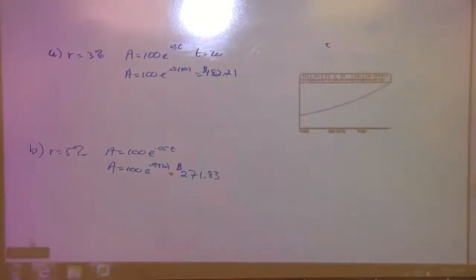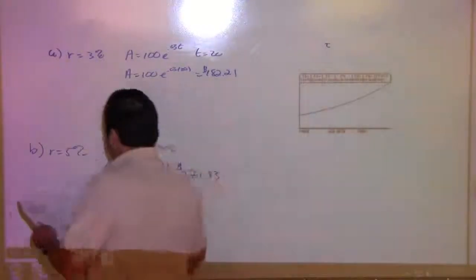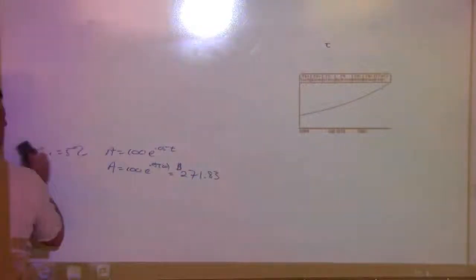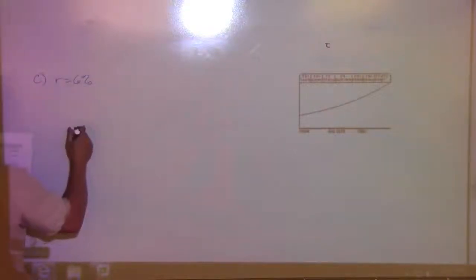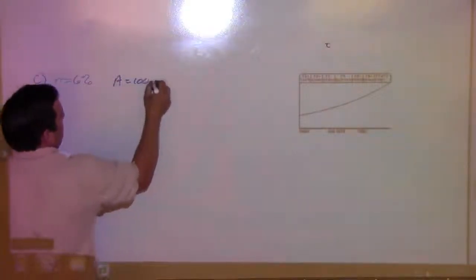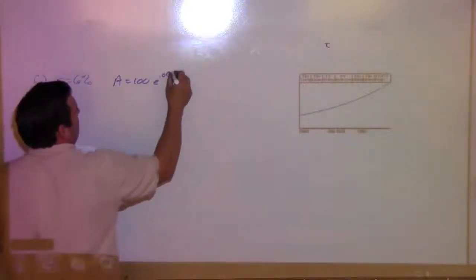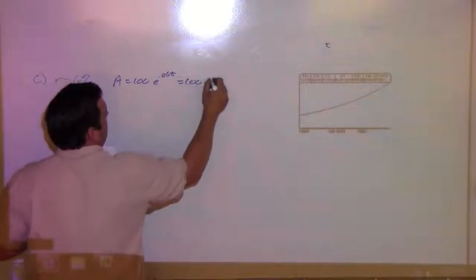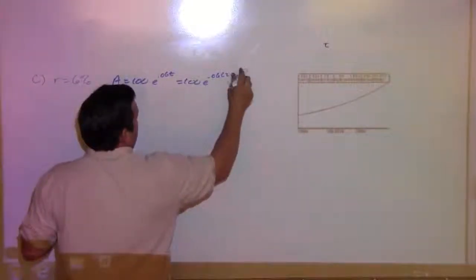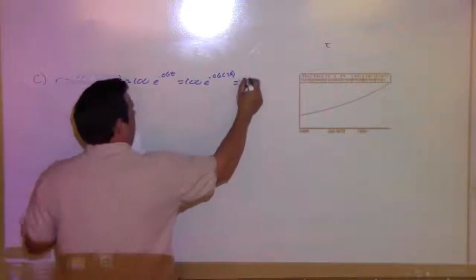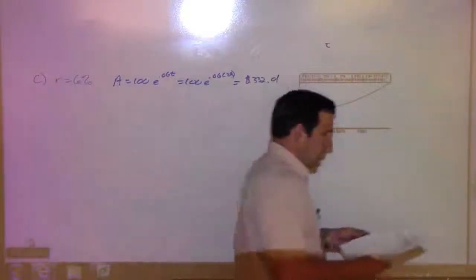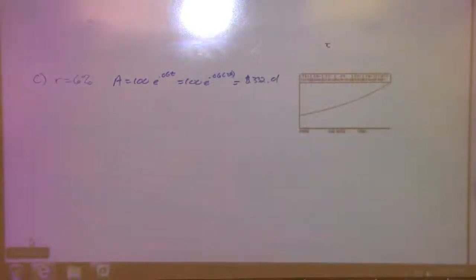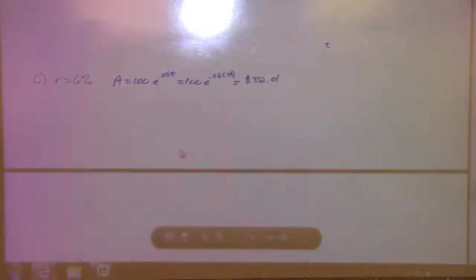For C, it's even steeper growth, and we're talking about 6%. So A equals 100 times e to the 0.06 times t, which is 100 e to the 0.06 times 20. And that's going to be $332.01. So a bigger increase. As you'd expect, greater percent interest, the greater the increase. Let's go on to our last page for this section.